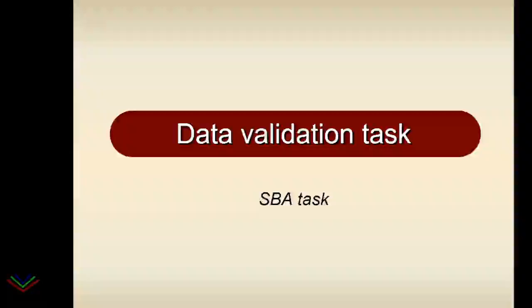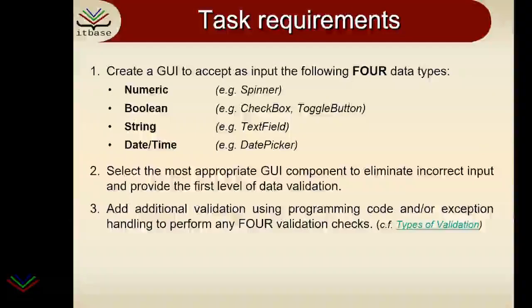Which brings us to your data validation task. The validation task is an alternative to a test, and we'll be using that as part of your term order for the term. You're going to be required to make a small program. It's going to have several different input types, and it's going to have to allow at least 4 different types of data. It's going to have to allow someone to type in a number, do something that involves a true or false answer, type in a string, and choose a date.